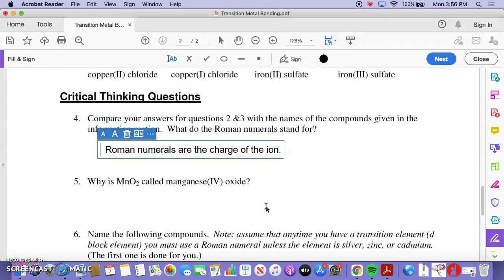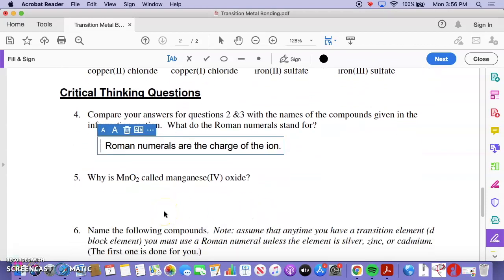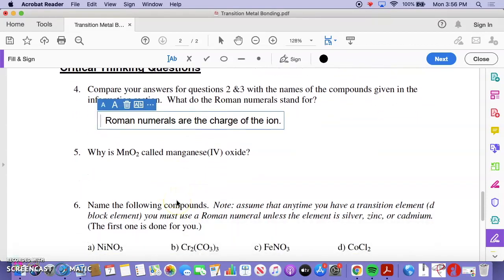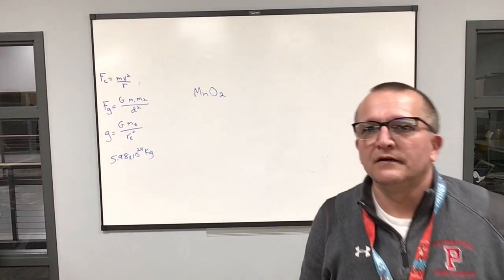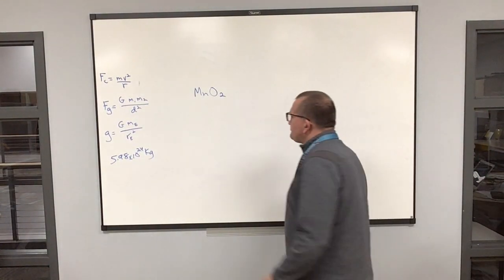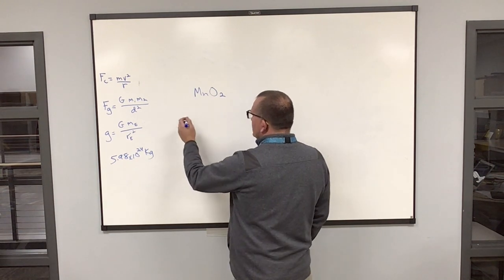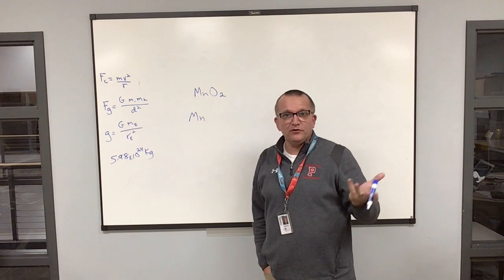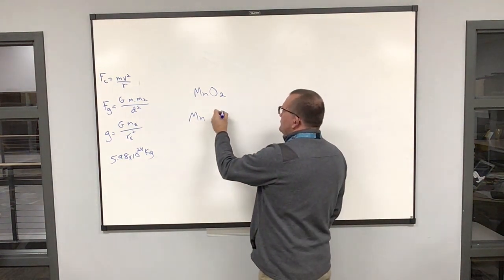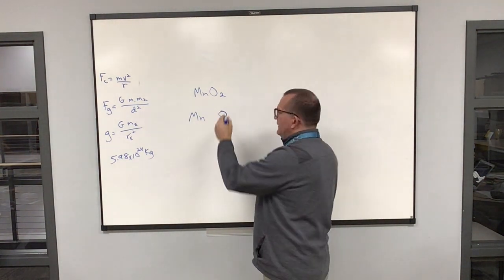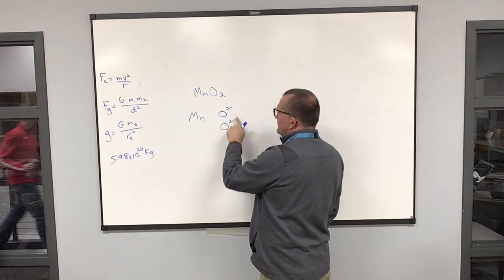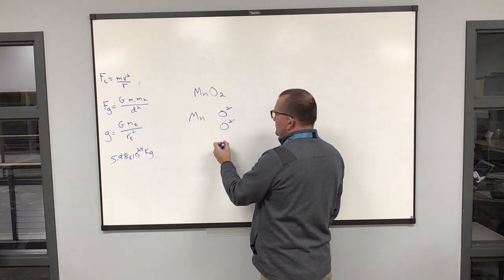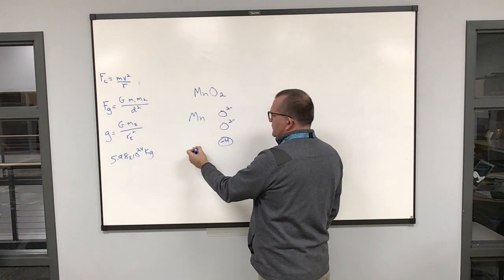Why is MnO2 called manganese 4 oxide? Do it now. Okay, MnO2. What's the name? Well, Mn is an unknown. It's a manganese. It's in the periodic table as a transition metal. Don't know the charge. I have two oxygens. I know oxide ion is -2. So -2 and -2 make a -4 total charge, which means I need a +4 total charge.